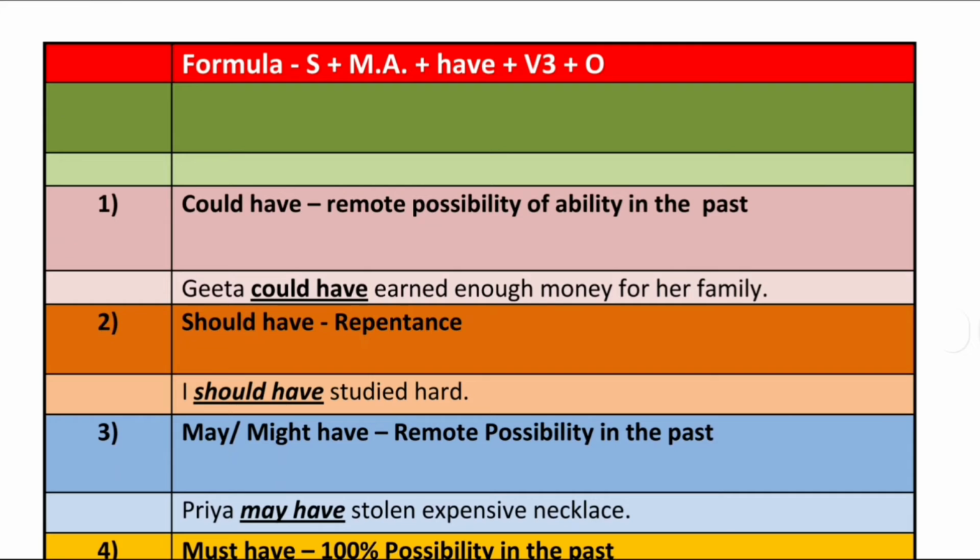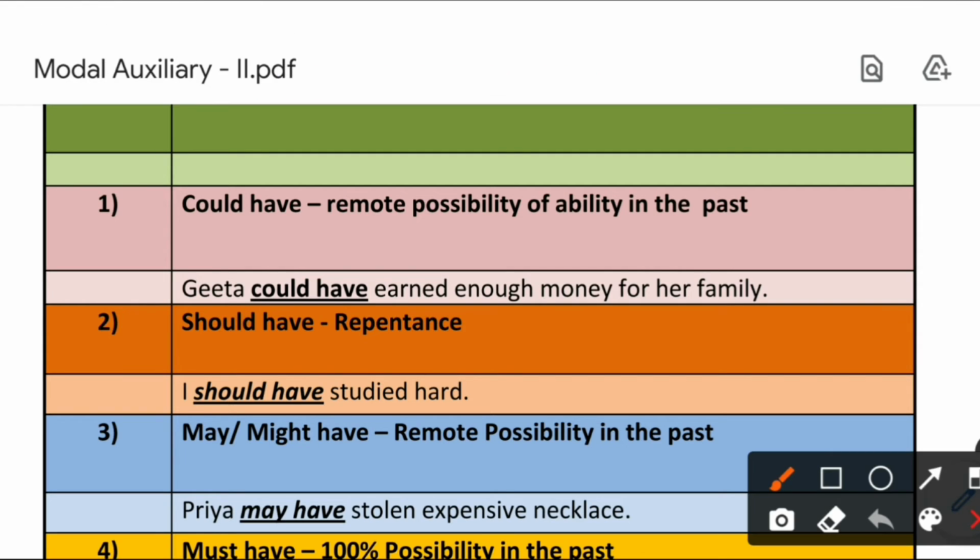Then there comes may have or might have. That is remote possibility in the past. It can be in the present as well. Okay, here remote possibility in the past. That is, Priya may have stolen expensive necklace.